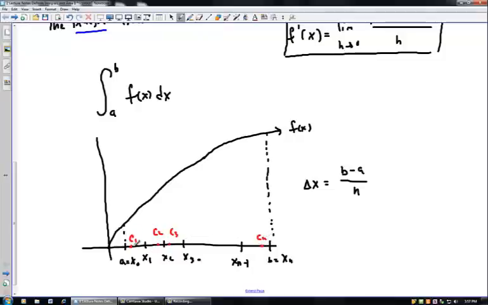And then the idea is that this input has an output on the graph up here, which is f of c1. And so we can make this little rectangle. And we can do the same for c2. So we have f of c2. And we can, again, make another rectangle. And then we can do the same for c3. So we have f of c sub 3, and so on.